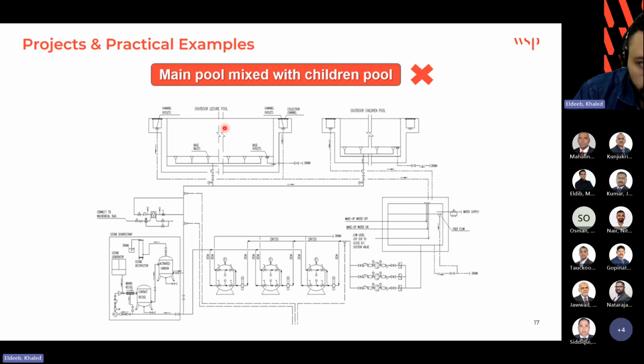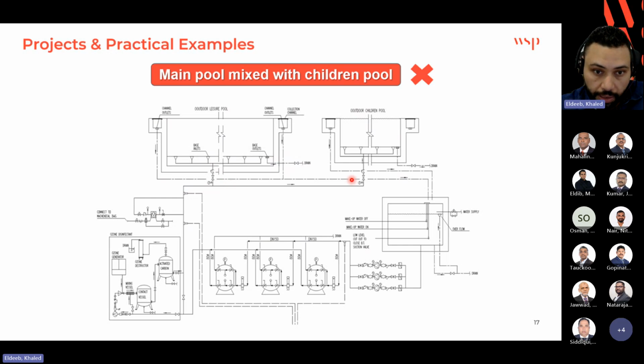We have in this project a main pool for adults, and we have a children pool for children. And if you remember, when we learned how to size the filter and the pump, we have a different turnover rate for different types of pools. The children pool is supposed to be something like 2 hours, and this one could be 6. So this is different from this, it cannot be combined together like that.